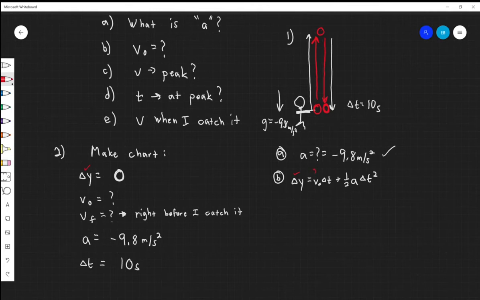V naught, that's what I'm looking for. Change in time I know is 10 seconds. I know the number 1/2. I know the acceleration. I know the change in time. So I can just plug and chug into this equation. Now, what I recommend doing, instead of immediately plugging in your numbers, is some algebra on these letters. If you practice algebra on letters, you get better at doing it on numbers, and you will be doing a lot of algebra in this class. Okay, so I need to get my v naught by itself. To do that, I can follow some steps. Let's do these steps. I can subtract 1/2 a delta t squared from both sides.